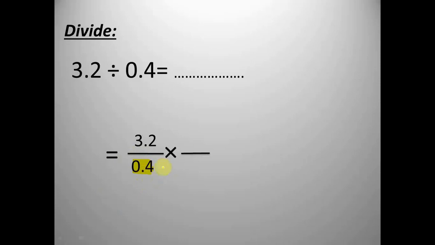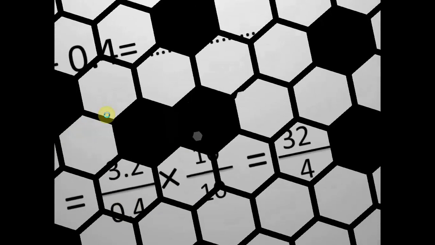So we will multiply the numerator by 10 and the denominator by 10, because we don't change the value of the fraction. Equals: the decimal point in 3.2 moves to the right one digit, becoming 32, and in 0.4 the decimal point moves one digit, becoming 4, and we divide normally. The value equals 8. This is a simple exercise. We will go to another, more difficult exercise.